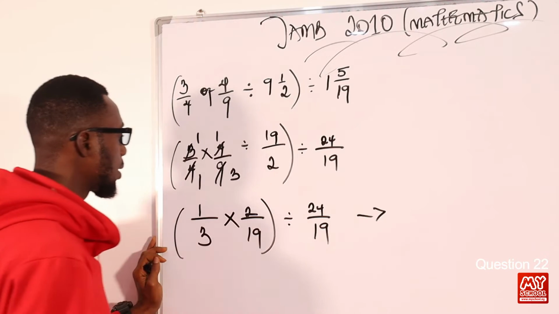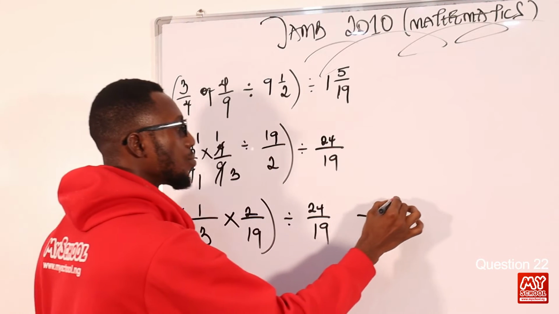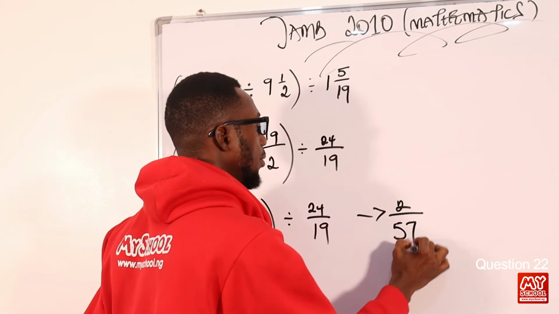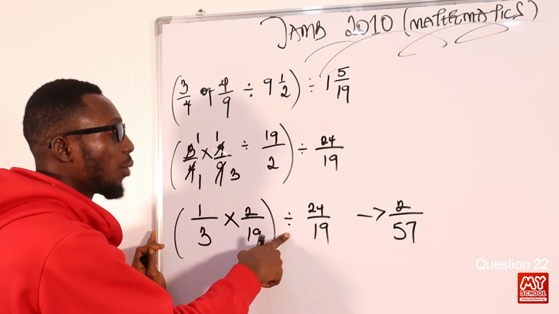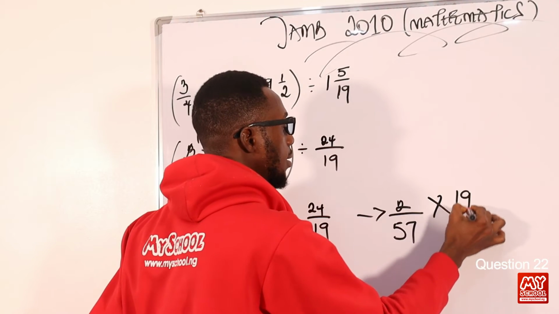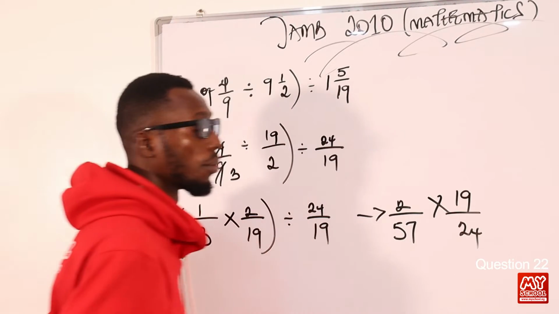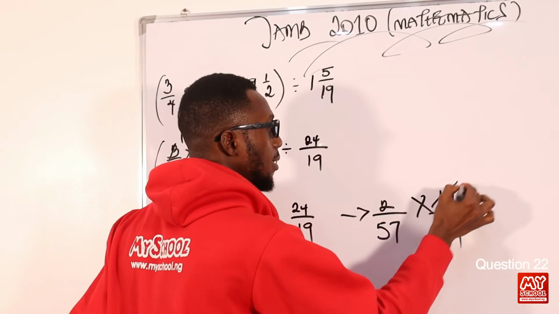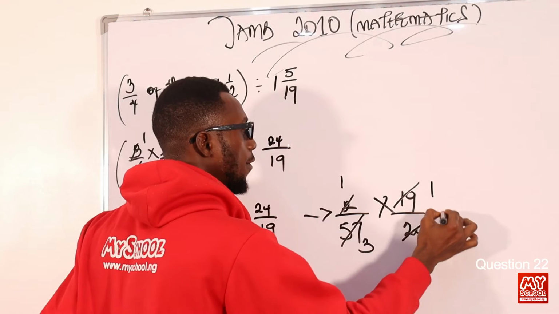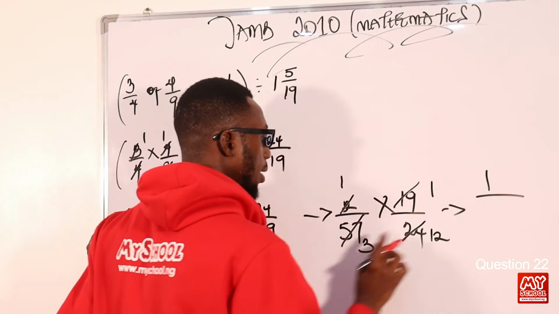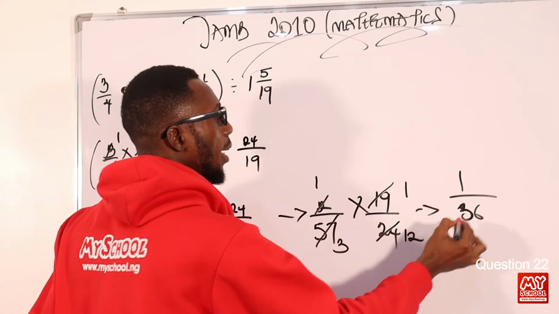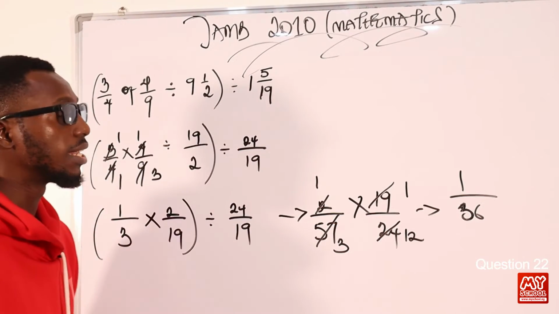So if I proceed, I have 1 times 2, that is 2, over 3 times 19, that is 57. Then I have divided by this. If I switch these two to times as well, this goes up, this comes down, times 19 over 24. All right, so let's do this together. I have 19, 1, 19, 3, 2 here, 1, 2 here, 12. So 1 times 1, I have 1. 3 times 12, that is 36. So we see our answer when we simplify this expression is 1 over 36.